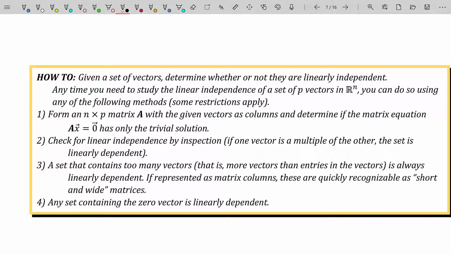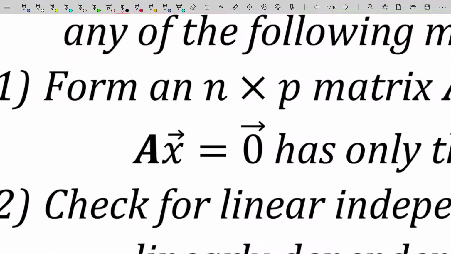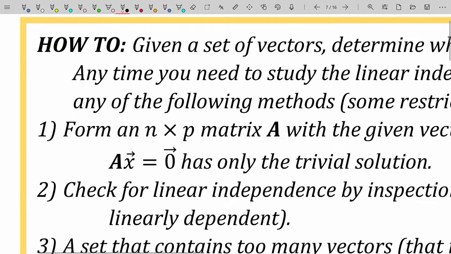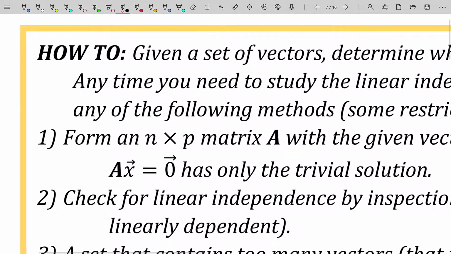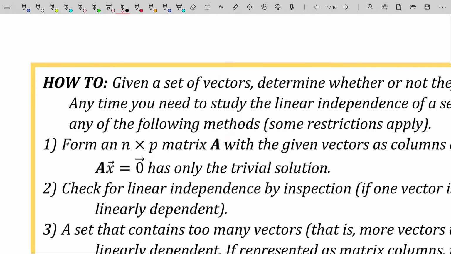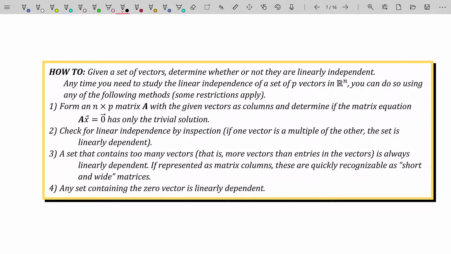If, on the other hand, you set up that augmented matrix for this homogeneous system, and you go to solve it, and you have a non-pivot column in the coefficient matrix, that is, you have a free variable, then you'll have an infinite number of solutions. And thus, that system has more than just the trivial solution. And hence, the columns are linearly dependent. And therefore, the given vectors are linearly dependent. That tactic is basically the one you're going to use the vast majority of the time that you're asked about linear independence or dependence of a set of vectors.